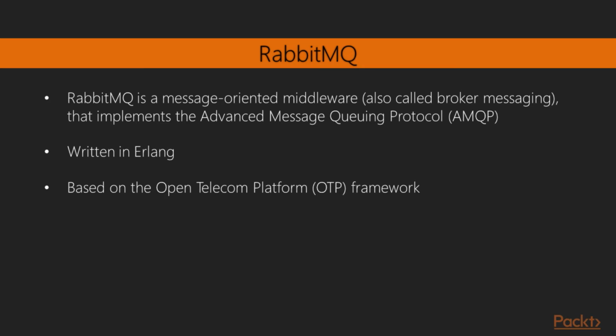After this, we must install the message broker. There are several choices available for us to do this, but in our examples, we use RabbitMQ, which is a message-oriented middleware, also called a message broker, that implements the Advanced Message Queuing Protocol, or AMQP. The RabbitMQ server is written in Erlang and is based on the Open Telecom Platform, or OTP, framework for the management of clustering and failover.